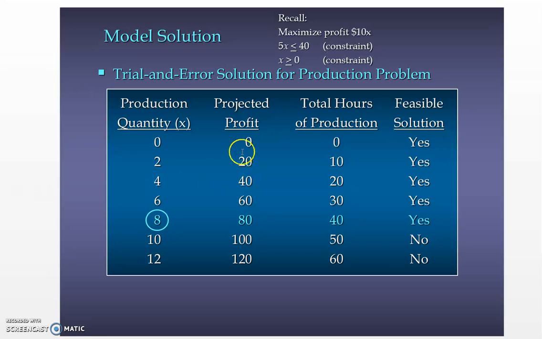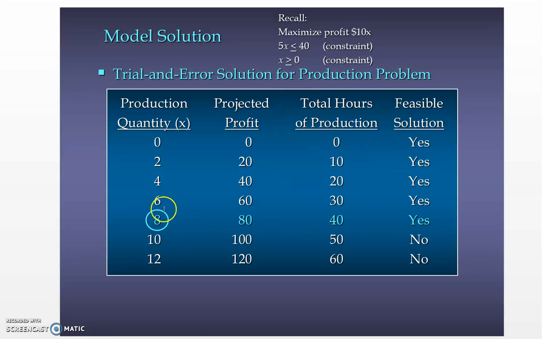So we could try this. We could say, well, if we produce 0, our profit will be 0. Is it a feasible solution? Yes. And we could say the same thing if we produce 2, we'll get a profit of 20. The 10 production hours used, is it feasible? Yes, it meets all of our constraints. If we say x is equal to 4, we get $40 profit, 10 times 4 is 40. Total production hours used, 5 times 4 is 20. It's still less than 40, yes. And x is greater than or equal to 0, yes.